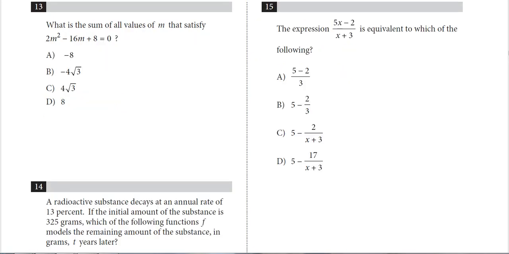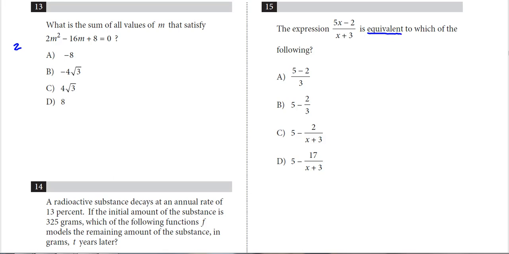All right, number 15, the expression (5x minus 2) over (x plus 3) is equivalent to who? There's an algebra way to do this problem, and I'm not going to take you through it because it's long and it's going to waste a lot of time, which is what they want you to do. This type of problem, so many times when it says something is equivalent to something, I'm just going to pick a number and plug it in.